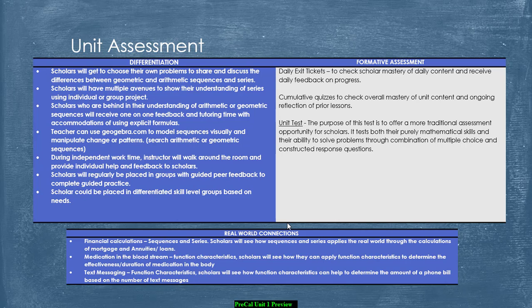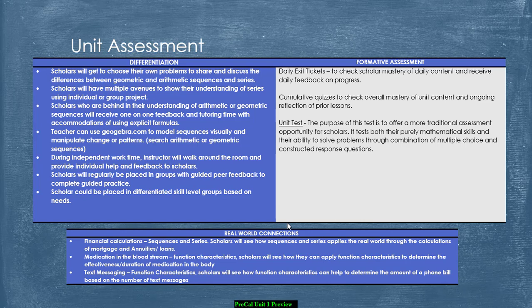Some specific real-world connections within this unit. Financial calculations, we're looking at mortgages or annuities. Understanding the medication within a bloodstream and how it increases or decreases over time and the effectiveness in the body. Text messaging based on functions of a phone bill, that may have been a better connection when we used to have those kind of phone plans, but the textbook still has those type of questions in there, so you might want to relate that back to them.